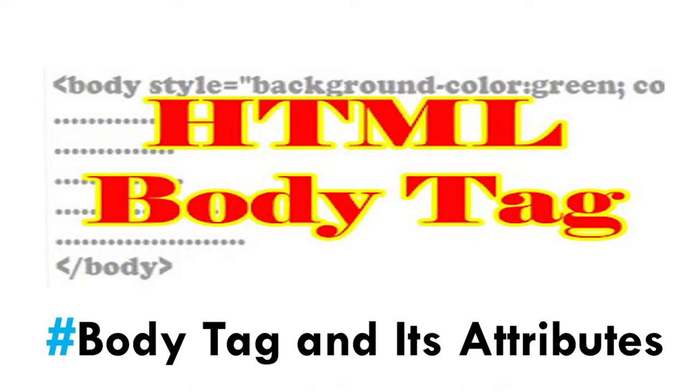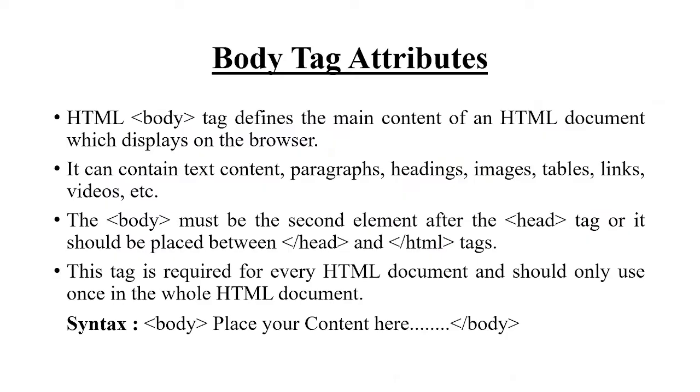Today we are going to talk about the HTML body tag and its attributes. Now let me first say what a body tag is. The HTML body tag defines the main contents of an HTML document which is displayed on the browser. It can contain text content, paragraphs, headings, images, tables, links, videos, etc.